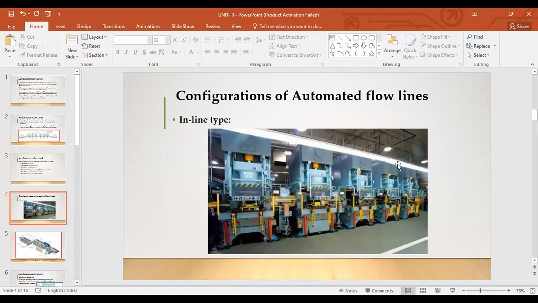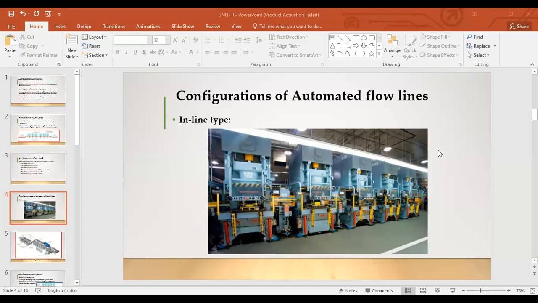So if there are any doubts, you can ask, because this unit totally relies on automated flow lines, and we have one problem as well, the analysis of automated flow lines, which is in this unit only. So you will be able to solve that problem and understand what is happening. Okay.